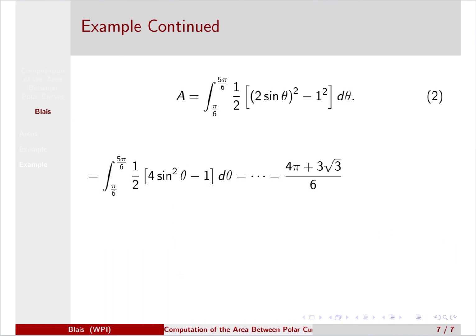Putting this all together, to get our area, we integrate from pi over 6 to 5 pi over 6 of 1/2 times the quantity r outer squared minus r inner squared, using the formula that we derived earlier. And for this question, if we simplify a bit, we get this integral, and we need to use techniques of integration that we typically learn in our introductory integral calculus course to solve this integral, which we leave as an exercise. And the solution that you will arrive at is (4 pi plus 3 √3) all divided by 6.